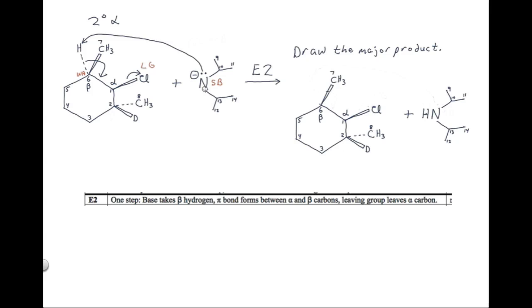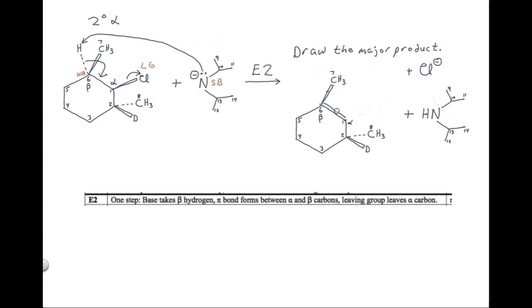This arrow tells us to form a bond between this nitrogen and this hydrogen. The nitrogen started negative and lost electrons, so the nitrogen becomes neutral. This arrow tells us to break the bond between this hydrogen and carbon 6 and to draw a pi bond between carbon 6 and carbon 1. Here's that new pi bond. This arrow tells us to break the bond between carbon 1 and the chlorine. The chlorine started neutral and gained electrons, so it becomes negative.